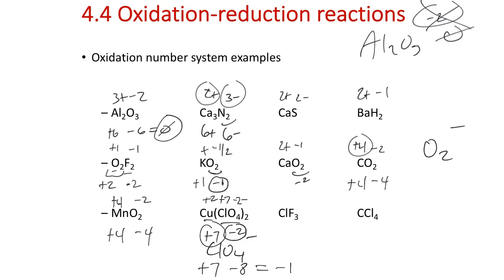ClF3, the rule for F is it's minus one. There's three of them. And so the charge on chlorine, or the oxidation number of chlorine, would be plus three.